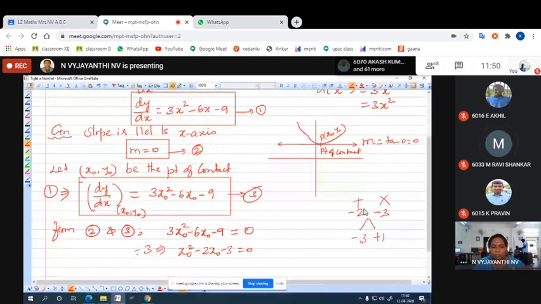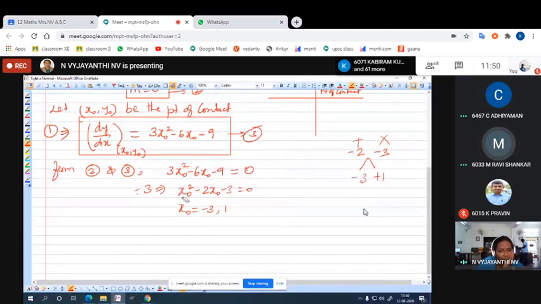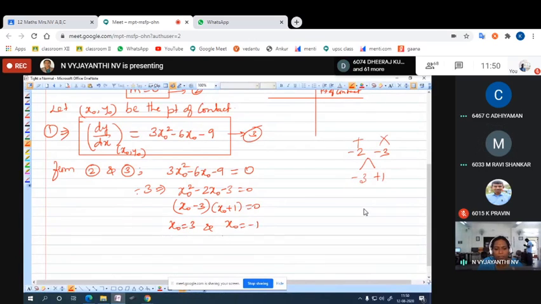So x₀ equals −3, 1. Is it correct? Plus 3, minus 1. Or we can split it once again: (x₀ − 3)(x₀ + 1) = 0. So x₀ = 3 and x₀ = −1. Yes. So which is the point at which the tangent is parallel to the x-axis now?